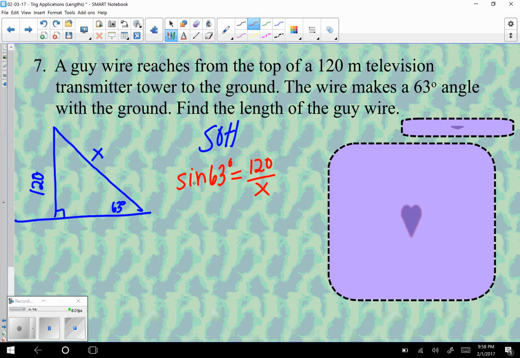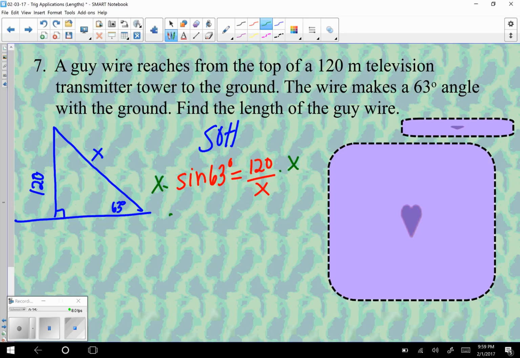Have you guys started to notice something when your x is in the denominator? Have you noticed what's going to end up happening when you solve for x? You're always going to end up with the value here divided by the value here. So x is equal to 120 divided by sine of 63 degrees. You can just go straight there.